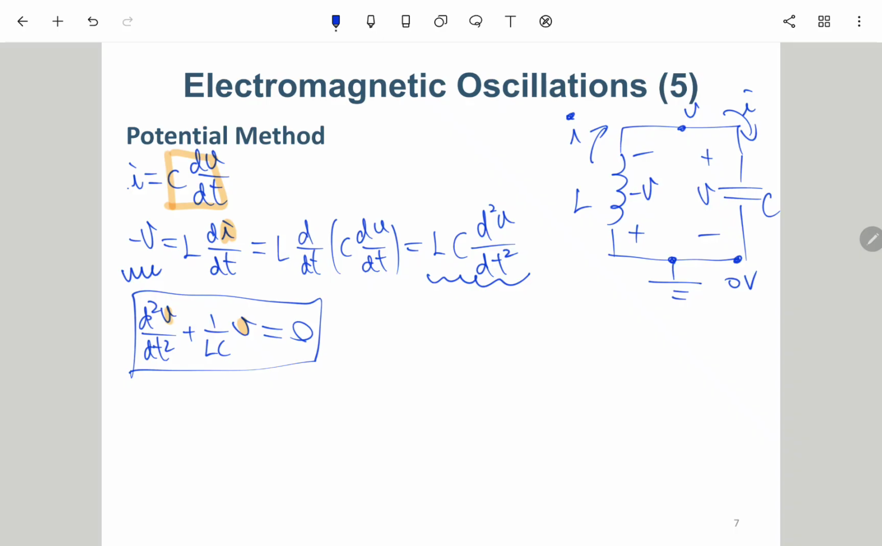So in other words, if we have an equation like this, we can also write it as d²I/dt² plus L over C I equals 0. Something like this.